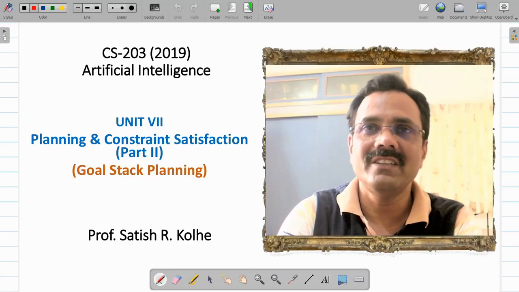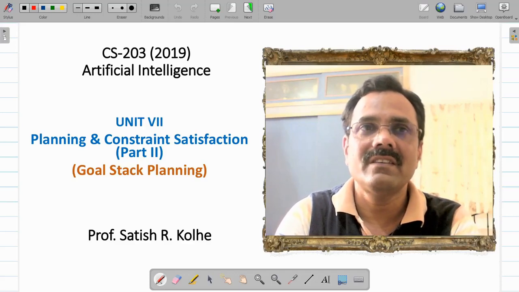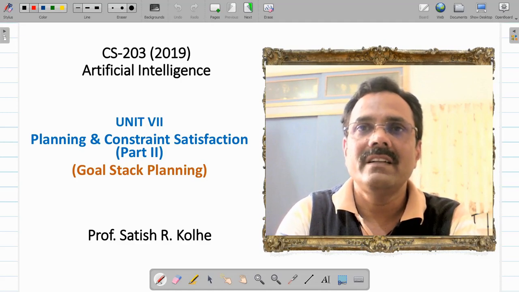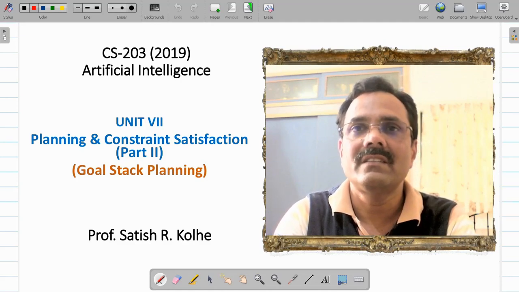Hello friends, good morning. Today we are going to discuss goal stack planning in Unit 8. This planning technique was used in a system called STRIPS.